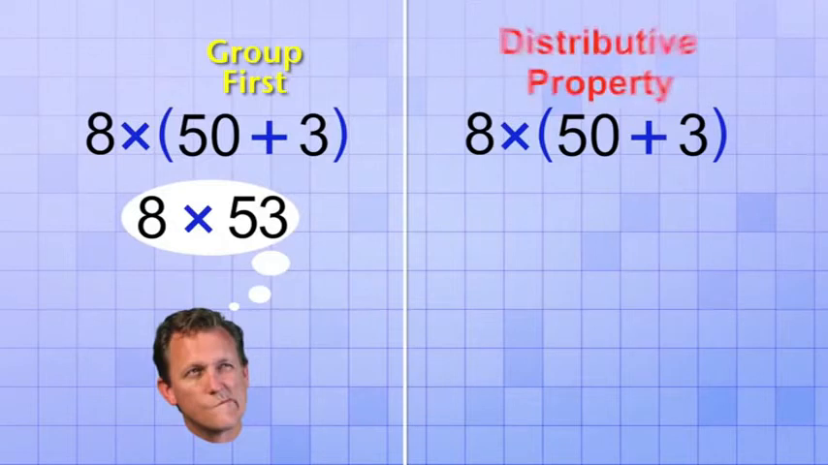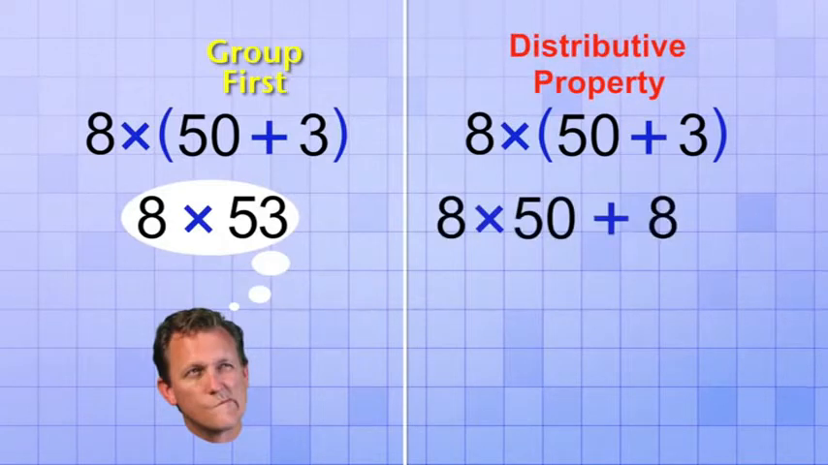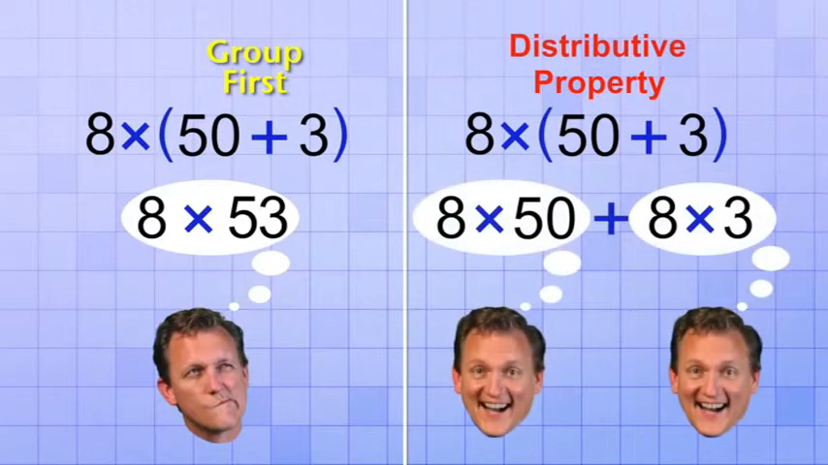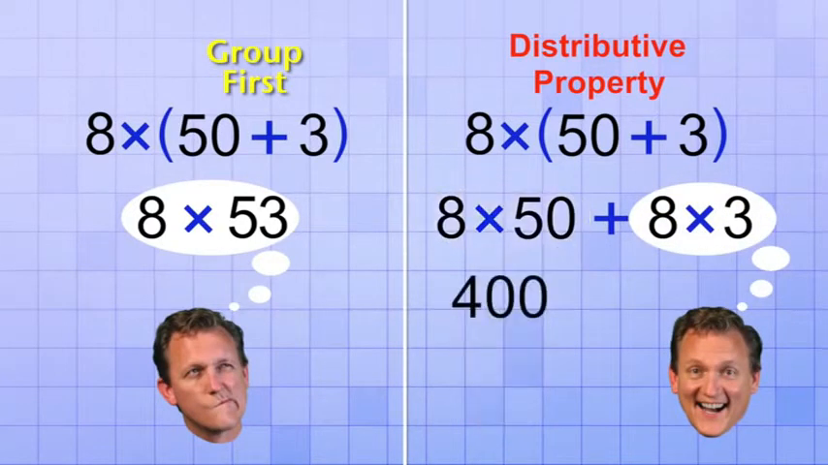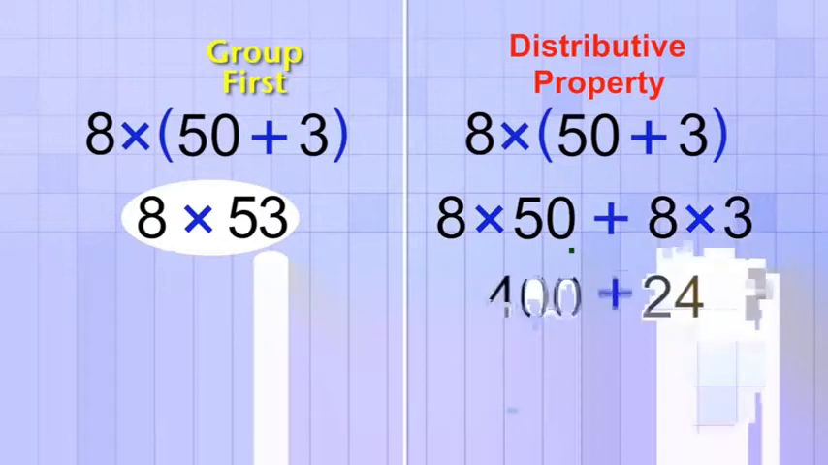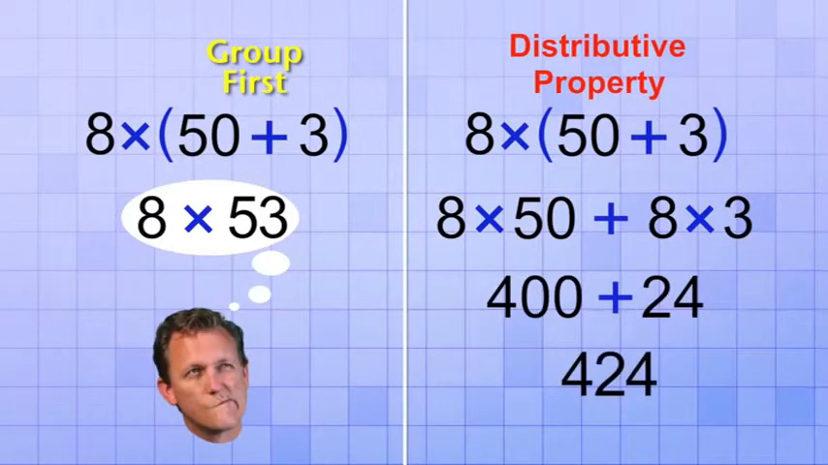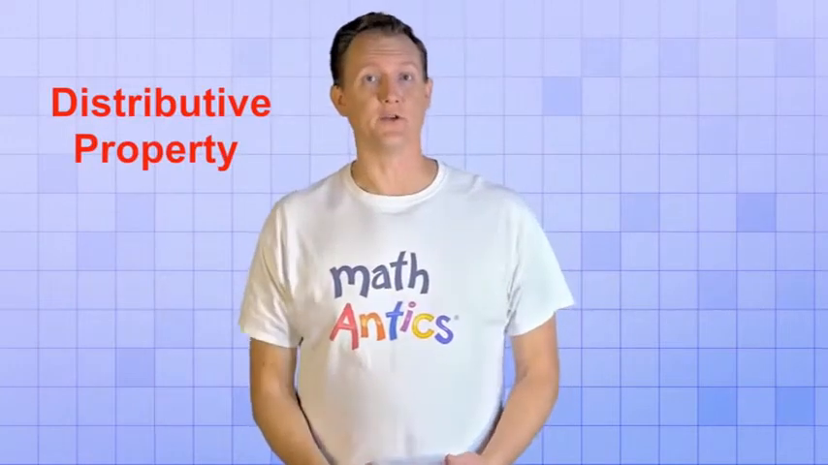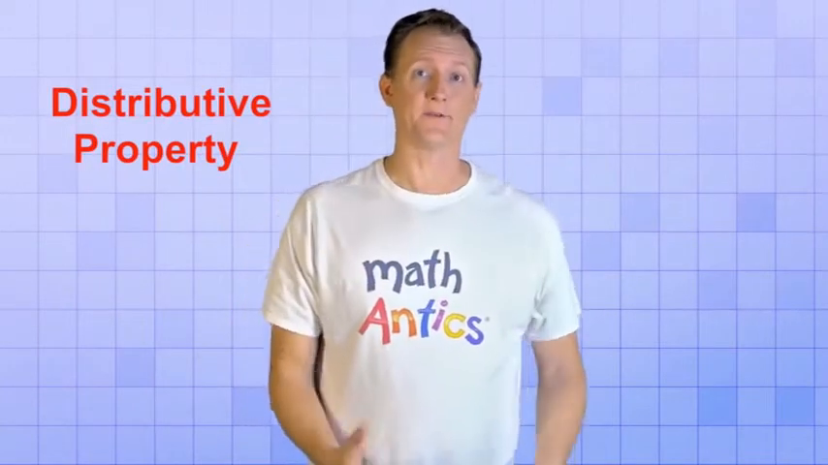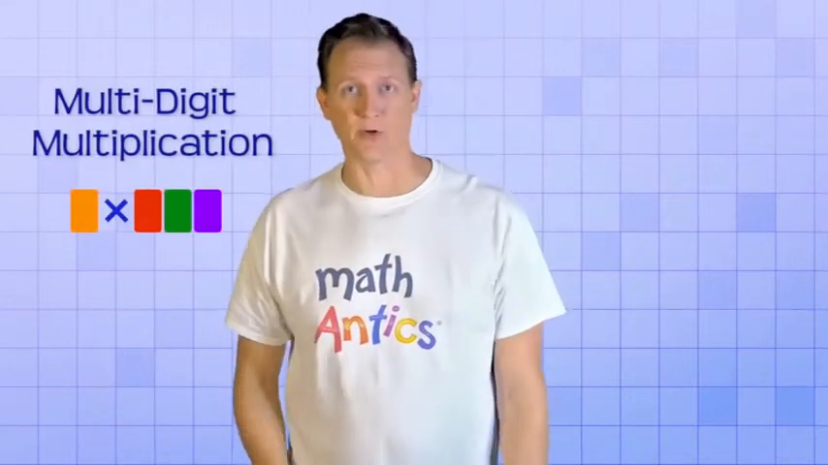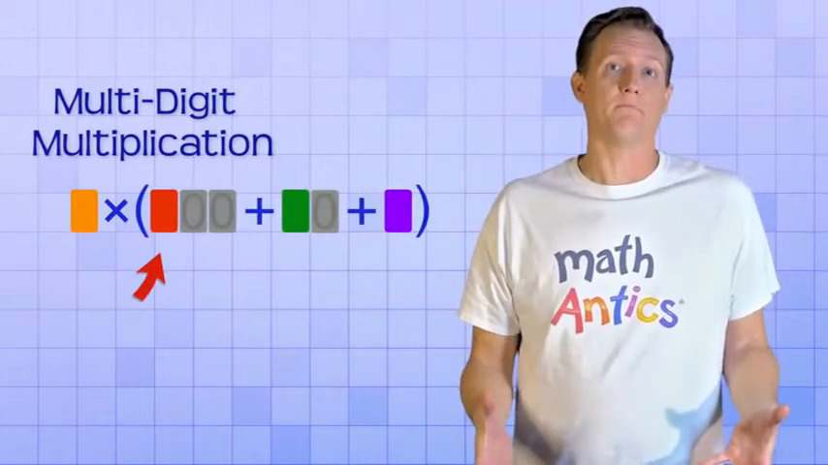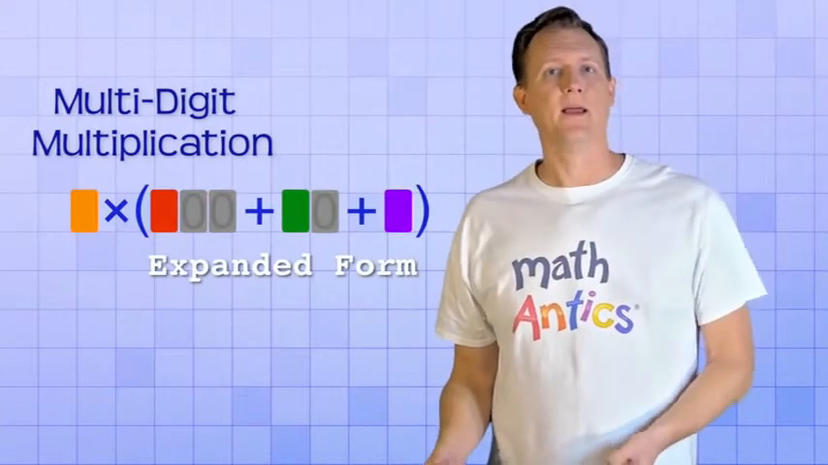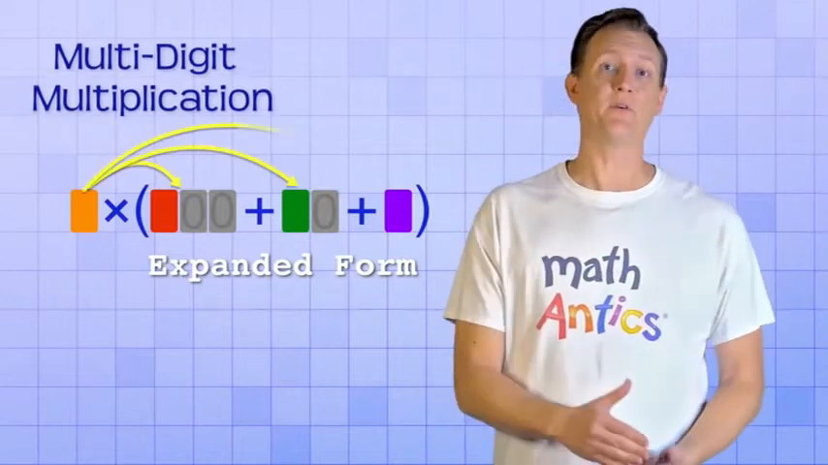But if we apply the distributive property instead, we can change the expression into 8 times 50 plus 8 times 3, and that's easier to do mentally. 8 times 50 is 400, and 8 times 3 is 24. So the answer is 424. Realizing that the distributive property can make some calculations easier to do mentally can come in really handy for certain basic multi-digit multiplication problems. That's because you can break up the multi-digit factor into a group sum, like expanded form, and then distribute the other factor to the members of that group.